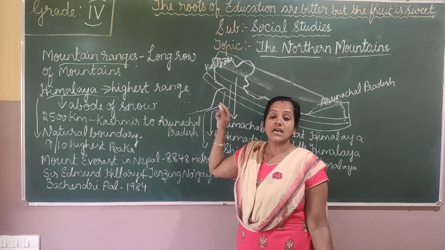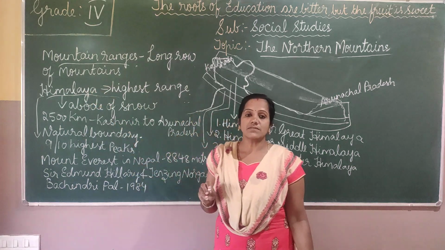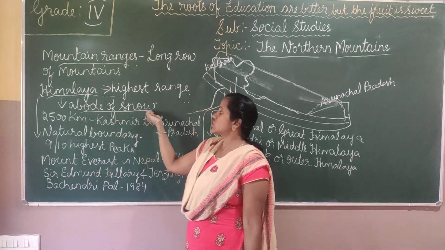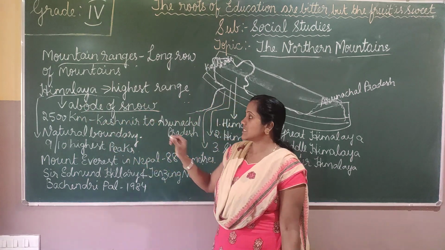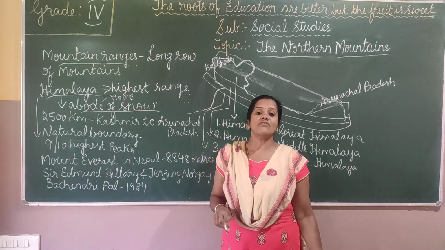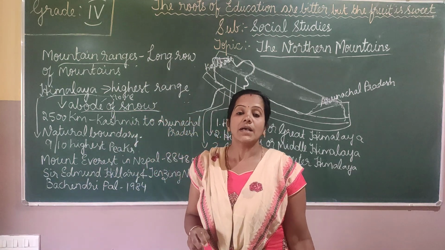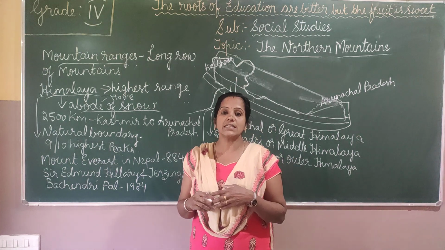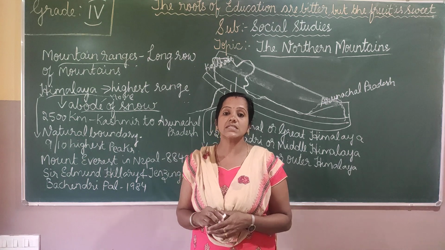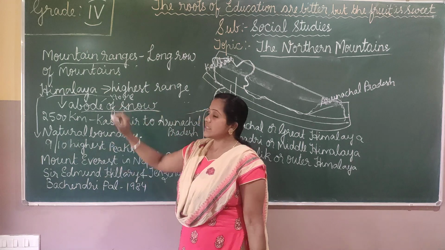Okay, Himalaya is the highest mountain range, and this Himalaya is a Sanskrit word. Okay, so the meaning of Himalaya is abode of snow. Okay, abode of snow means abode means it's home. Home of snow. So why? Because Himalaya is called abode of snow because the peaks in Himalayas are covered with snow throughout the year.